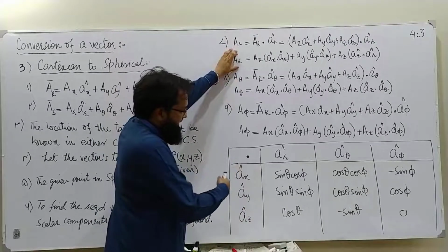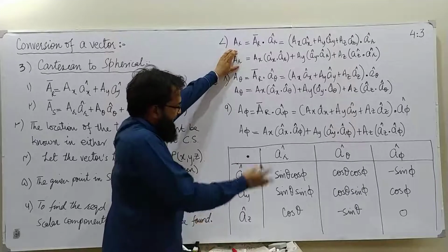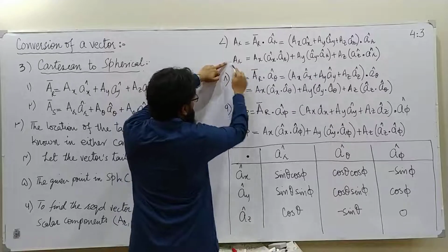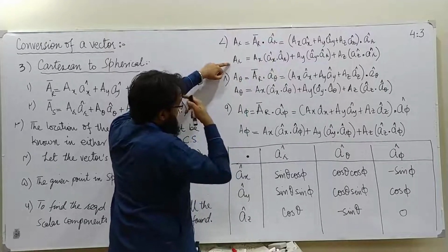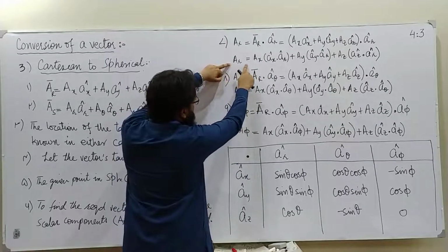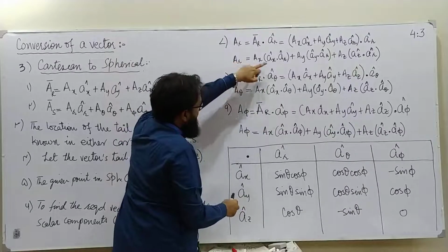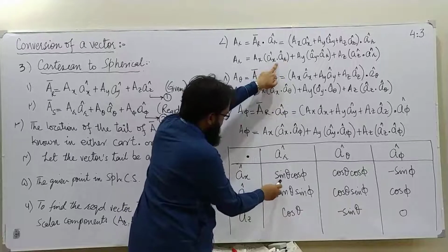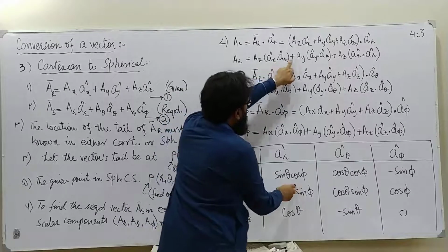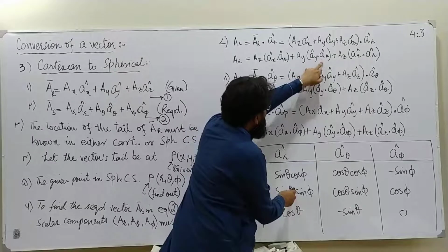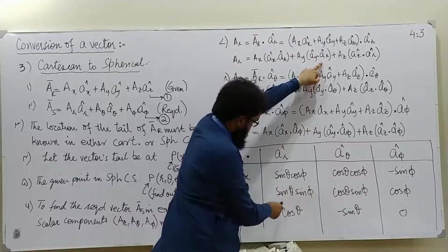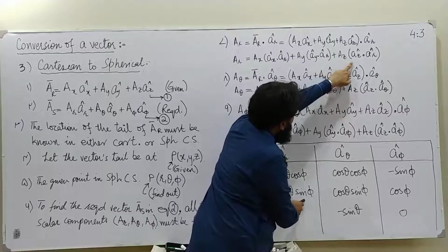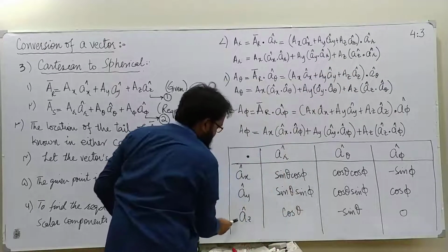I have not written it over here because I did not have space left. So in that case, the next step for step number 7 would be A_r equals A_x dot a_r, meaning just replace this bracket by sine theta cos phi, plus A_y, and then replace this by sine theta sine phi, plus A_z dot a_r, which is nothing but cos theta.